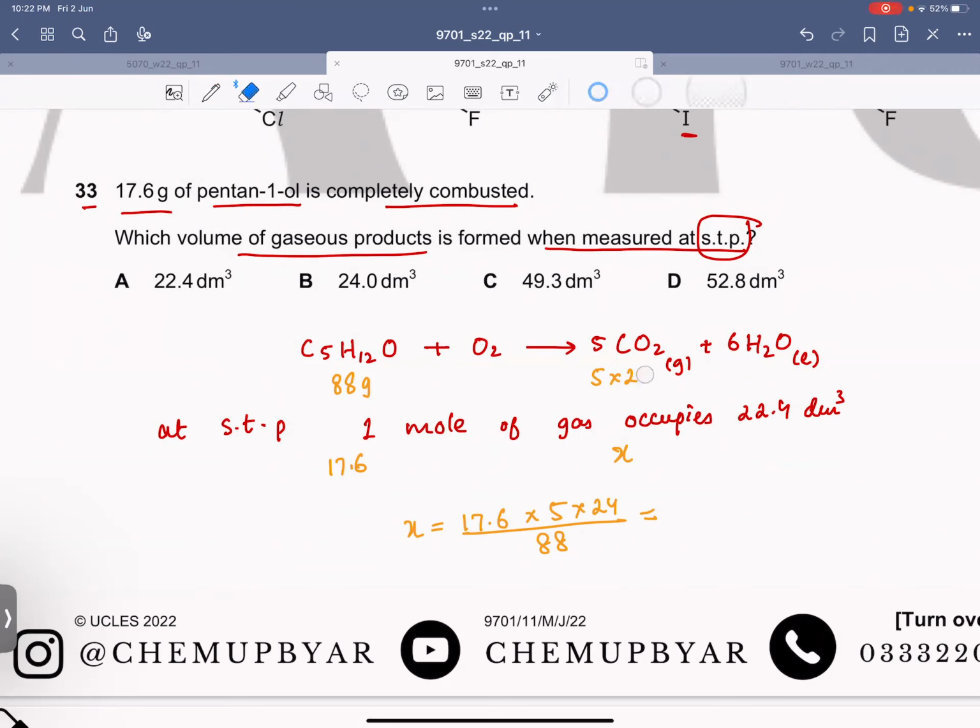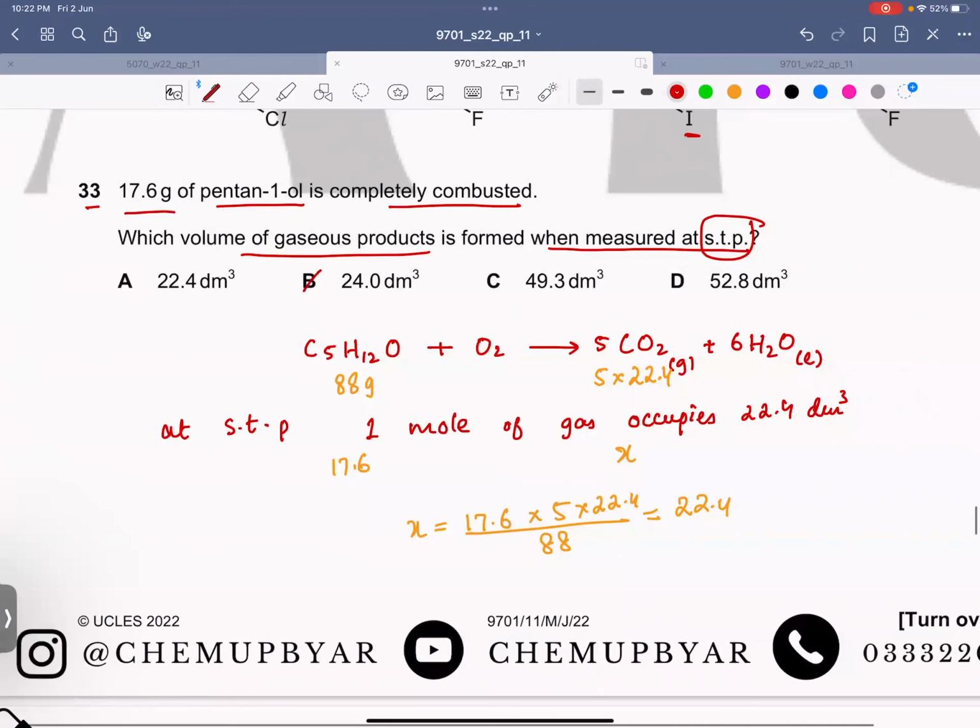Oh, sorry. See, I made the same mistake. We just discussed that it is 22.4 dm cube, so we have to multiply by 22.4 instead of 24. Sorry. So what is the answer we are getting over here? 22.4. Okay. So it means B, C, and D go wrong, and A is the correct answer.